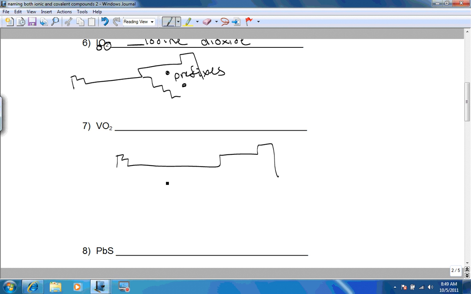Okay, VO2. Vanadium is here. Oxygen is here. The fact that you have a metal and non-metal means that we're going to have an ionic compound here. So that means we have to write the cation and the anion. The cation is vanadium, and the anion is oxygen, which becomes oxide. Now, if you look in the periodic table, you should ask yourself, can I determine the charge just by simply looking on the periodic table?